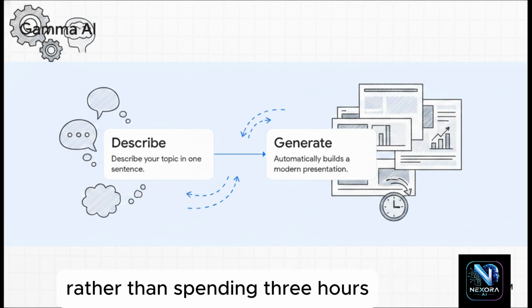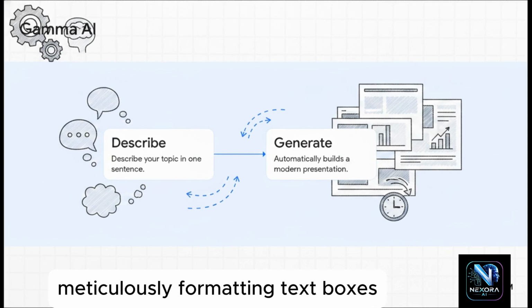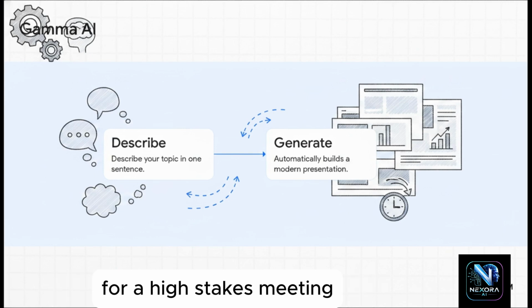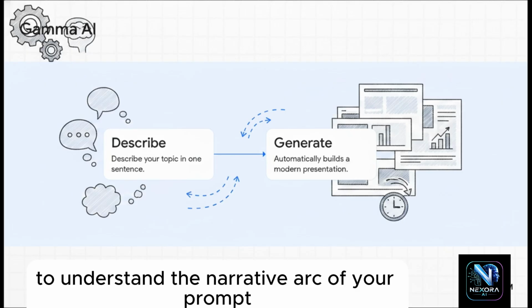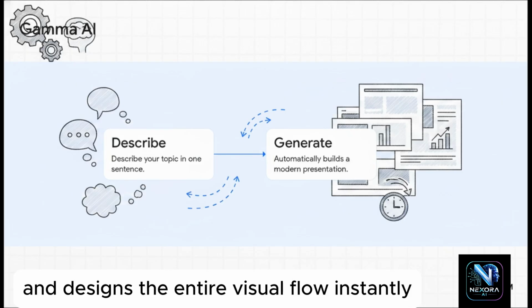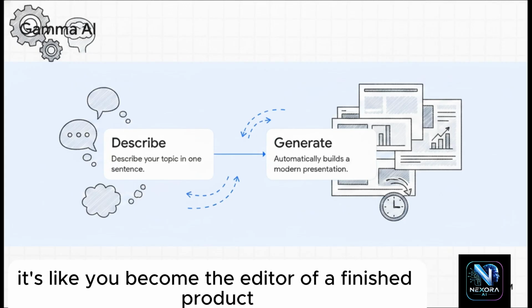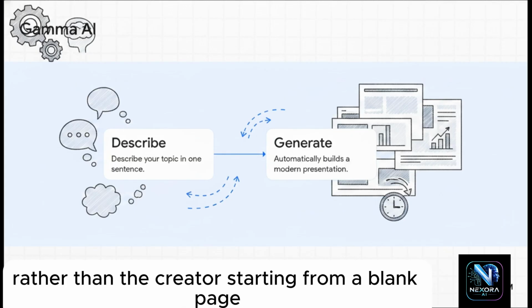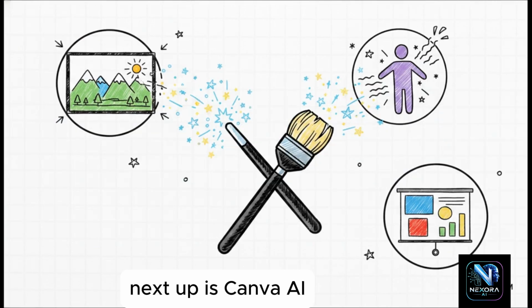Rather than spending 3 hours meticulously formatting text boxes and perfectly aligning graphics for a high-stakes meeting, Gamma utilizes AI to understand the narrative arc of your prompt and designs the entire visual flow instantly. It's like you become the editor of a finished product, rather than the creator starting from a blank page. Next up is Canva AI.